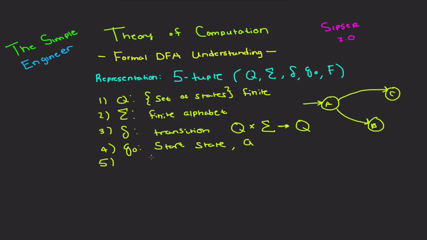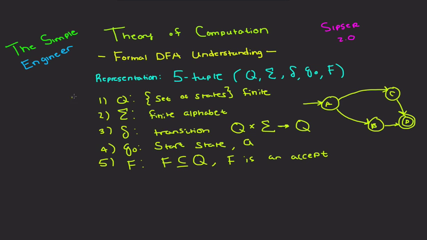Last but not least, we have the final state, and that's what F is. So F is a subset of Q. So it exists in the set of states, but the difference is F is an accept state. So whatever language we feed into the machine, this is where it's going to stop, or this is where it's going to accept. And this is typically denoted, like we said previously, by a double circle. So this is circled twice.